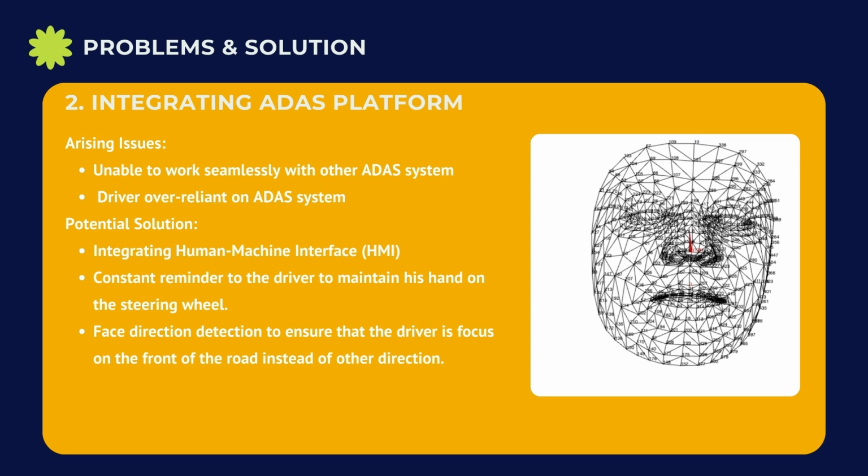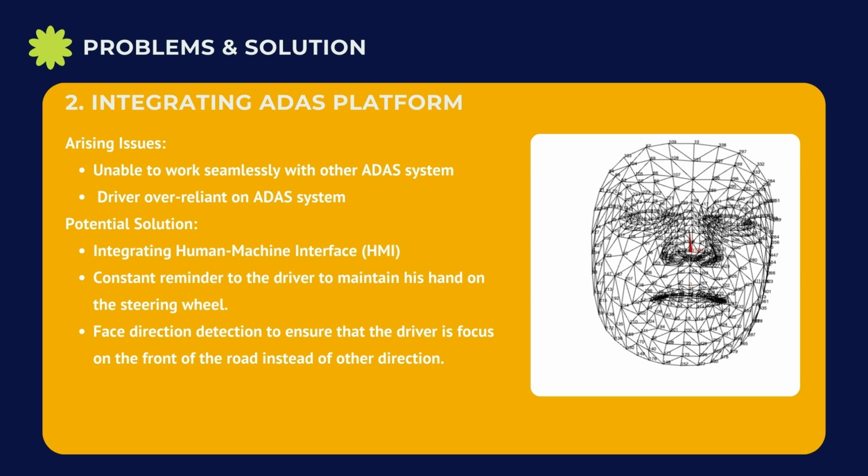To solve this issue, one can integrate an ADAS platform where all systems, like the previously mentioned adaptive cruise control and automatic emergency braking, can be controlled cohesively and data can be shared among each other to enhance the overall safety and performance. Another solution to this is to integrate a human-machine interface.